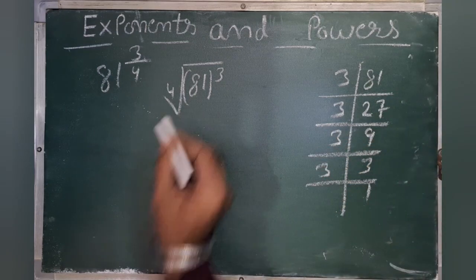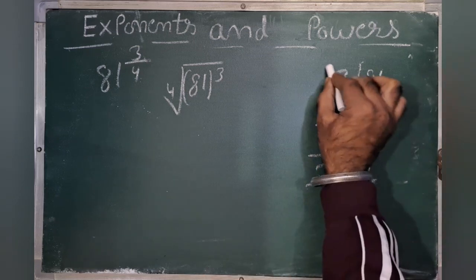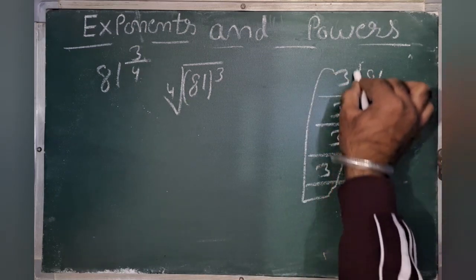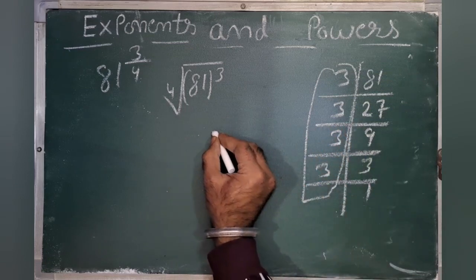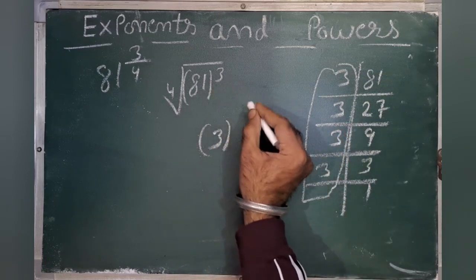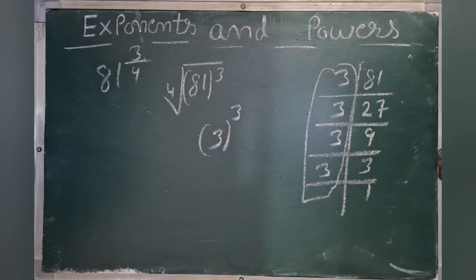So we have to find the fourth root. So we have to make sets of 4. There are four 3s, so there is one set. So the fourth root of 81 is 3. And again the power is 3. Right? So there is another method.